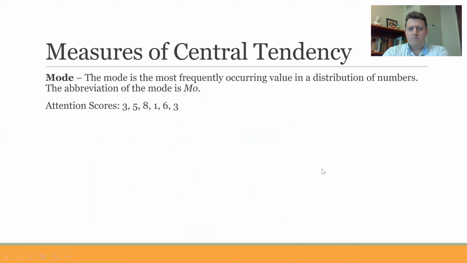All right. Mode. The mode is the most frequently occurring score in a data set within a distribution of numbers. So we look at all the numbers. What is the mode? Here we have all of our attention scores, which is the value that occurs most frequently, 3 in this regard. So we're going to calculate the mode is equal to 3. And we're going to abbreviate the mode with a big M and a small o. The letter O, not 0, for mode.